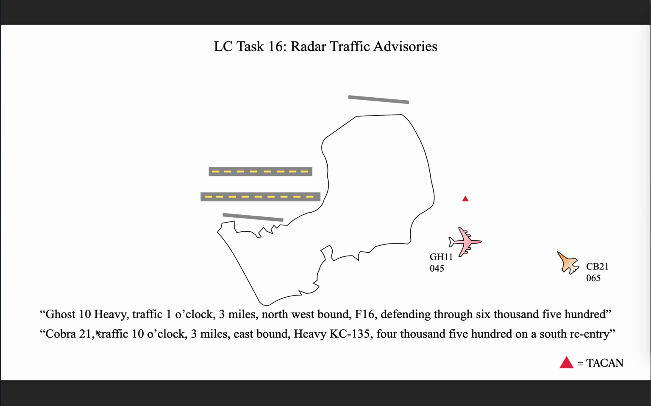And then you go back immediately to Cobra 2-1, traffic 10 o'clock, 3 miles, eastbound, heavy KC-135, 4,500 on a south reentry. If you wanted to be more controlling, you could also give an altitude restriction for Cobra 2-1 until he's either on final or past that traffic that you observe on the radar. But this is a standard IFR traffic call, and we would use this mostly when aircraft are outside the vicinity of the traffic pattern.